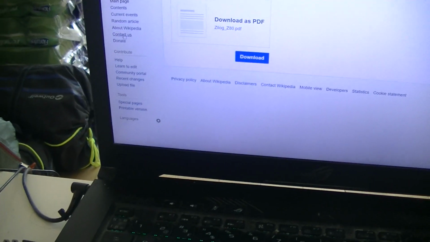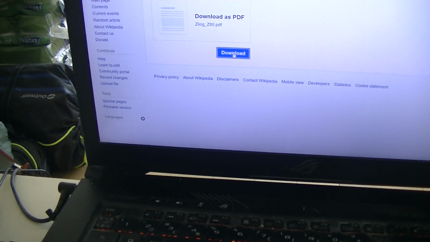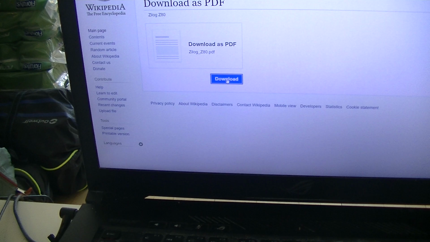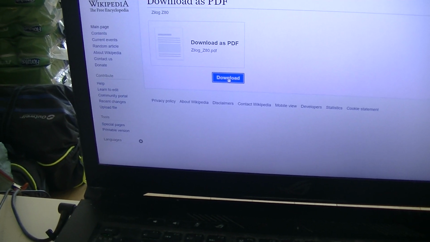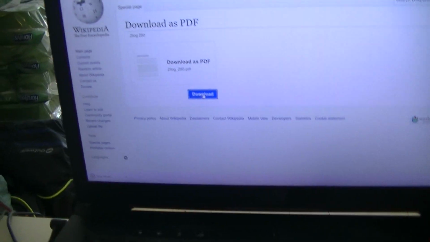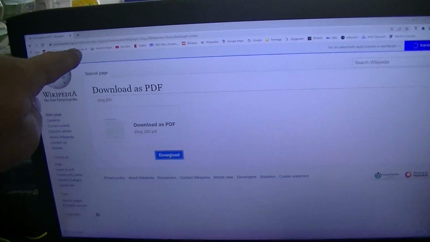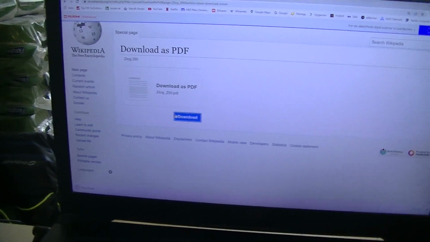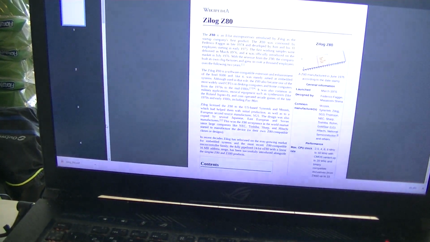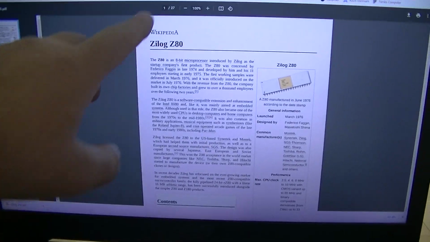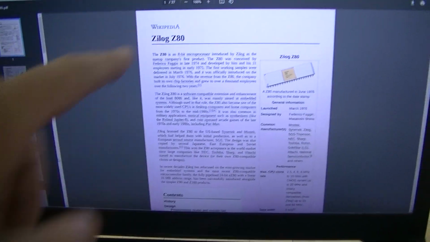So let's just download it as a PDF. This will take many hours, maybe more than 100 hours. So just wait, my McAfee antivirus needs to pop up, then I can save it. Yes, then I will save this. That's 27 pages, so that can take many hours for this program to read.